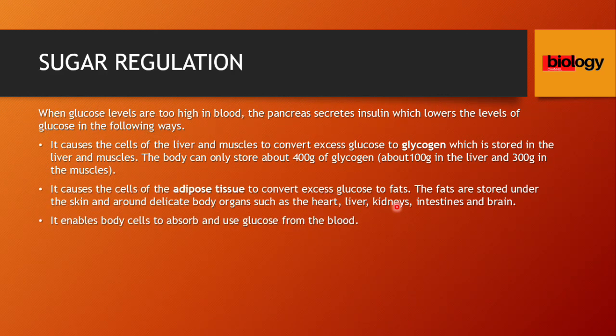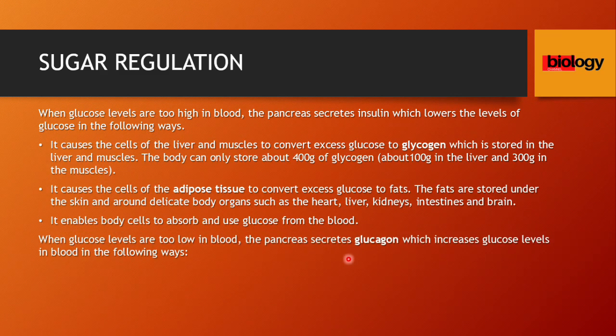Insulin also enables body cells to absorb and use glucose from the blood. It will cause body cells to absorb glucose from the blood, because glucose is also a necessity for some reactions that are taking place in the body. So the insulin will cause the body cells to absorb it and to use it, and obviously it's coming from the blood.